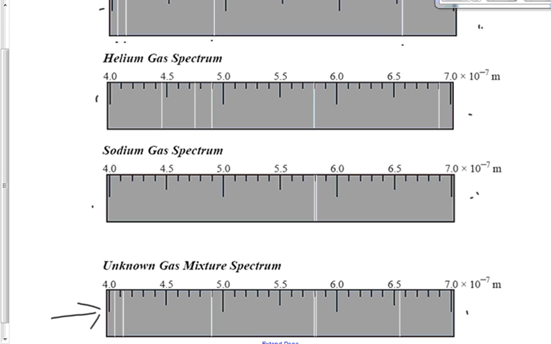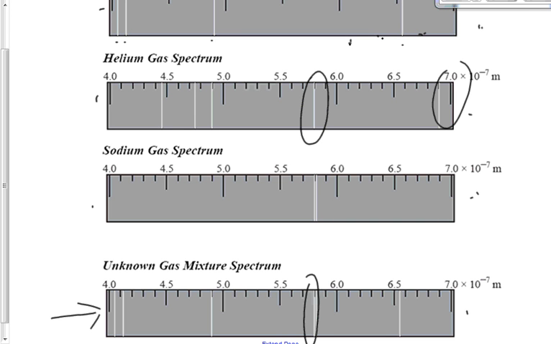Good. Here's what's important. It's not important to say, oh, look, that's in sodium. We don't want to go this way. We don't want to say, oh, this is in sodium, therefore sodium must be there. We want to say, every line in sodium is present in the unknown gas. Every line in hydrogen is present in the unknown gas. Look, this one is present in the unknown gas, but this one isn't. We need all the lines in the known spectrum to be present in the unknown gas for us to say that that's there.